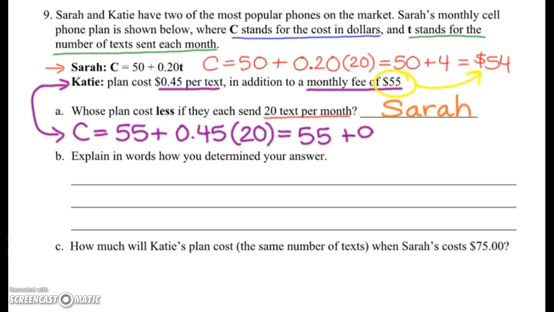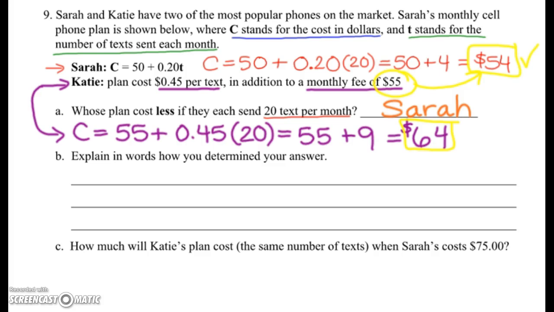Well, substituting 20 texts per month, 45 cents times 20 texts makes 9, and when added to 55, that equals $64. So she's paying a whole $10 more than Sarah, which makes Sarah's plan cost less if 20 texts were sent.